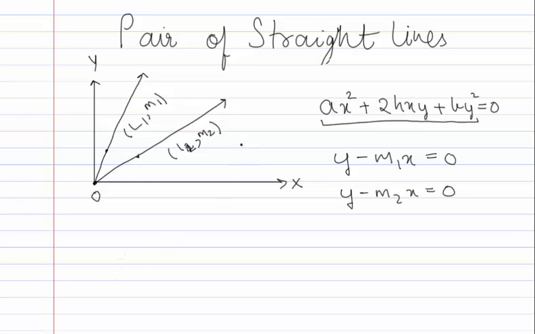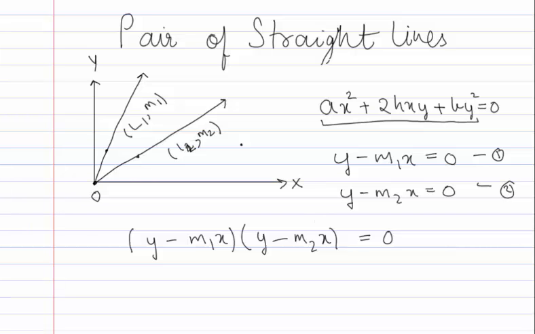So in order to do that, well, we can just multiply. Let's call this equation 1 and let's call this equation 2. We can just multiply 1 and 2, and I'll show you why this is true in a minute. So first of all, let me write it down. y minus m1x multiplied by y minus m2x is equal to 0, of course.